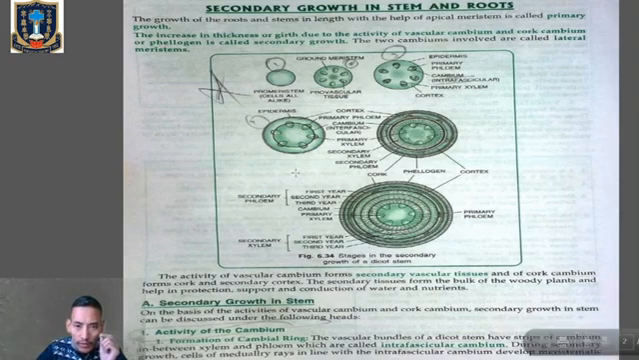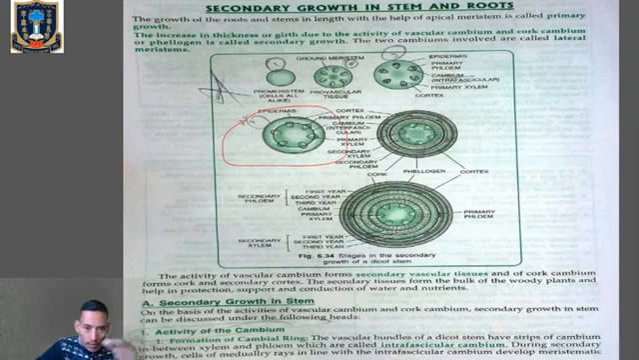Just look at this figure and try to recall the topic of dicot stems. You remember that here we have the xylem, we have the phloem, and in between the xylem and the phloem we have the cambium. So it is called intrafascicular cambium. Clear?